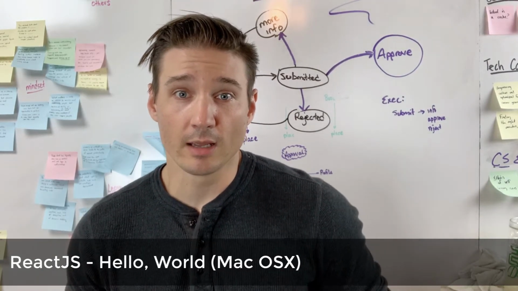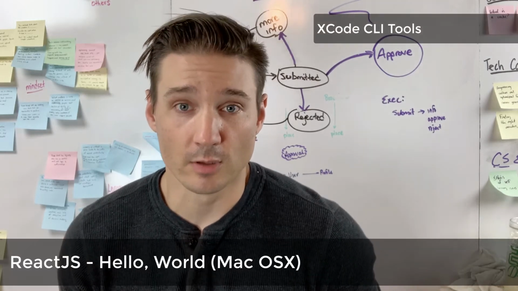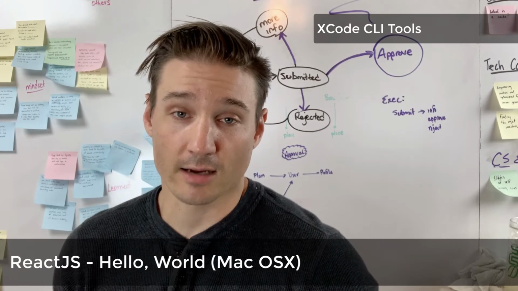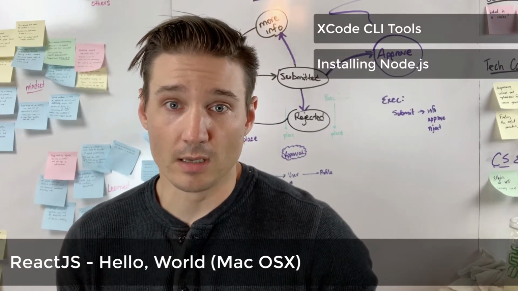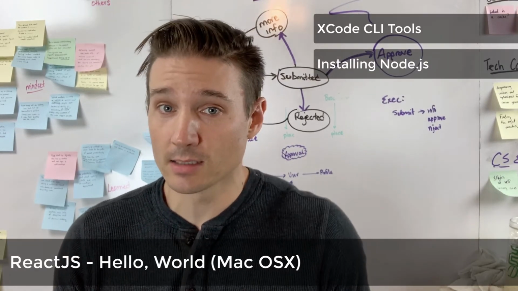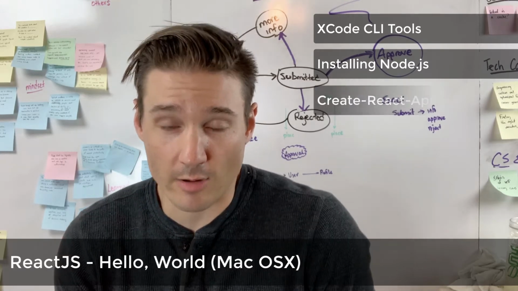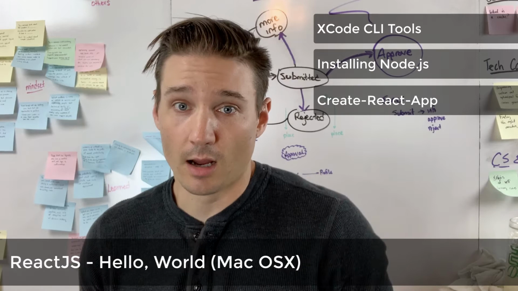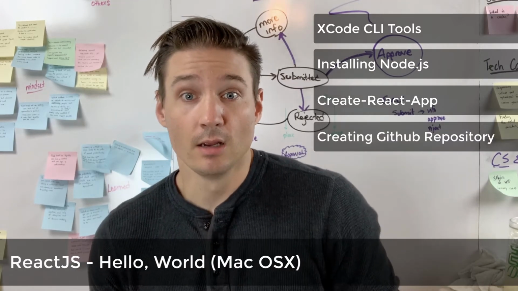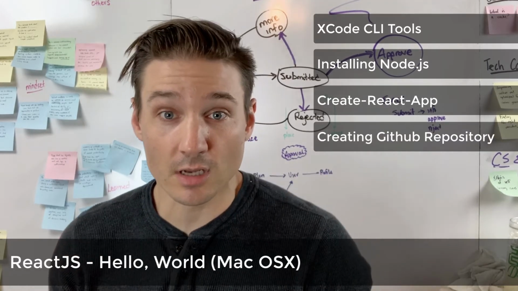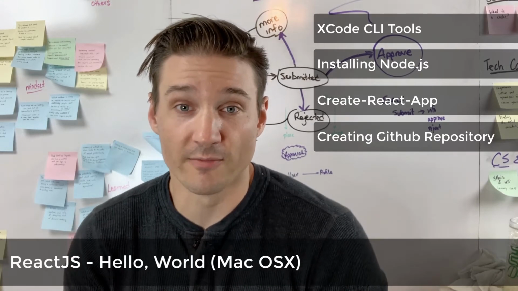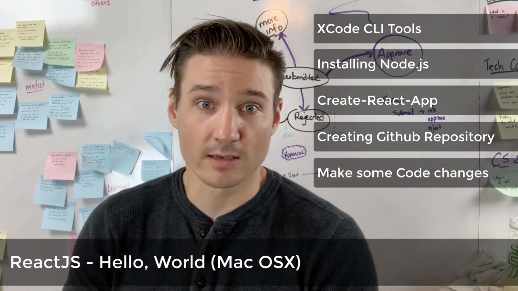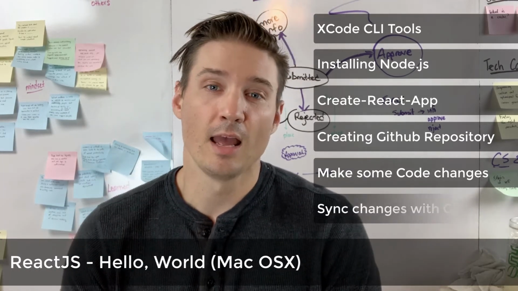And what we'll be doing is using the command line to install Mac CLI XCode tools. We will be installing Node.js. We will be creating Create React App, which is starter code for ReactJS. We'll be making a GitHub account and pushing our changes up to GitHub. And then we'll make some very basic changes in the React project, and we will see them reflected in the browser before we make a commit and push it up to Git.